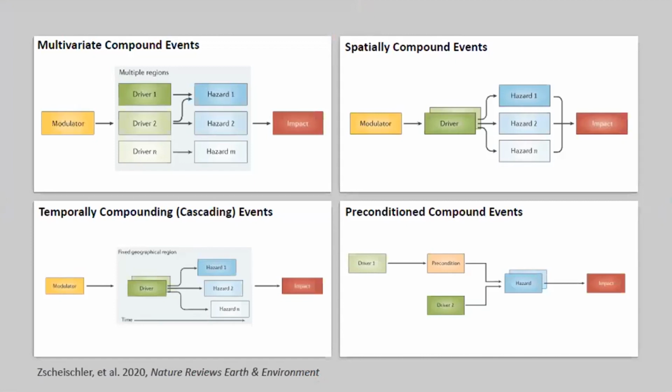So a multivariate compound event is like drought and heat wave, the one I mentioned earlier. There is a relationship between the two. The relationship can be mathematically explained. So we call it a multivariate compound event.